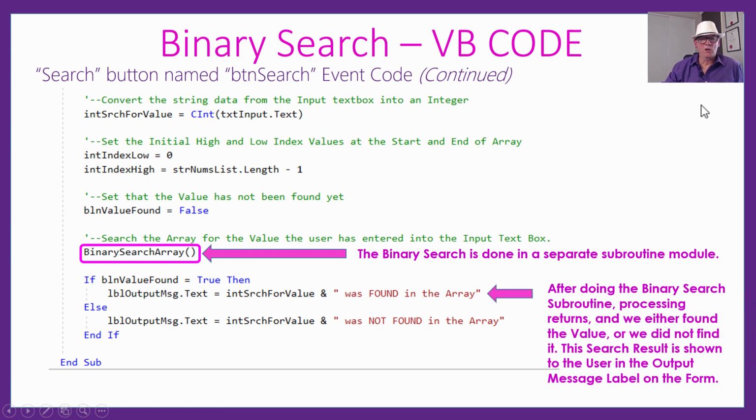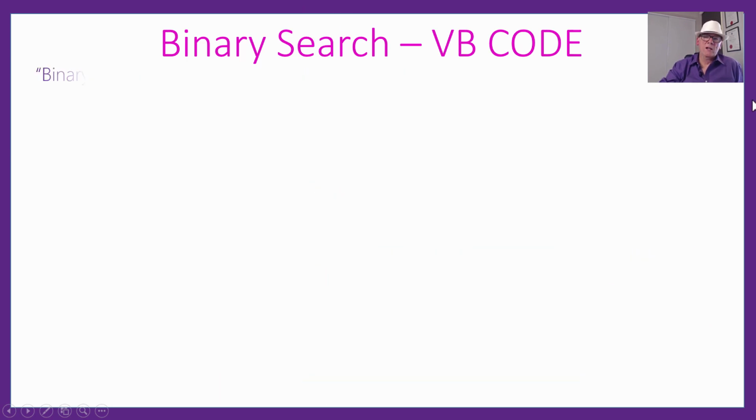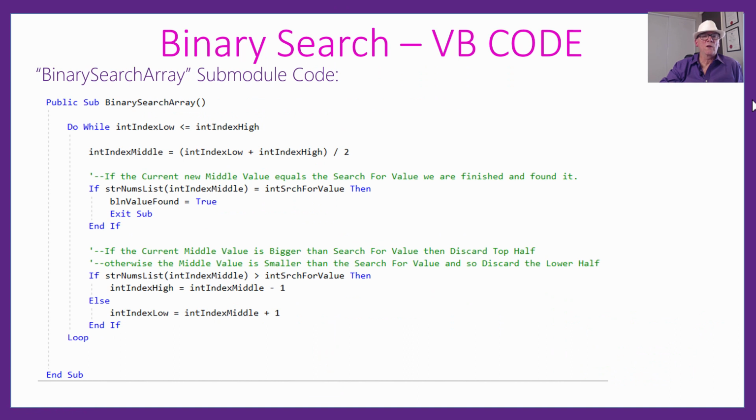When it comes back from searching the array, it'll either have an answer that it found it or that it didn't find it. So depending on the answer, we can put out the value they were searching for and say whether it was found in the array or not found in the array. And we put that out onto the screen in that output message area. Okay, just a couple more things to do, and that's the actual binary searching.